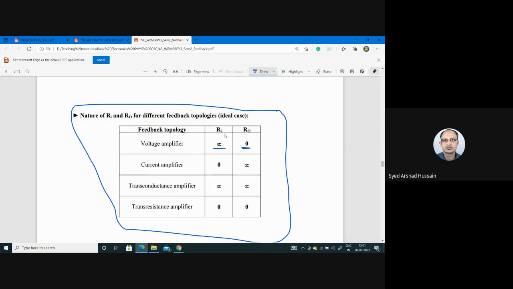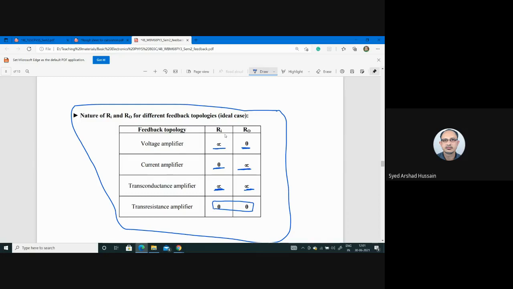Similarly, in the case of a current amplifier, your input resistance should be 0 and output resistance should be infinity. For a transconductance amplifier, your input resistance is very high, infinity, and here the output is also very high. For a transresistance amplifier, both input and output resistance should be 0. This is the ideal case, but in practice it is not like that.